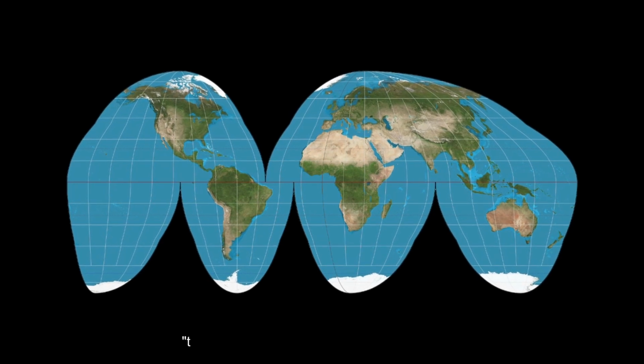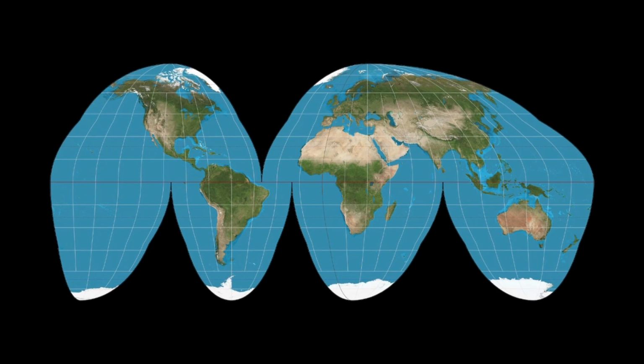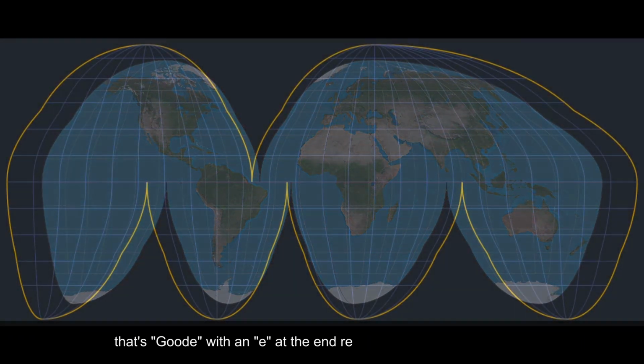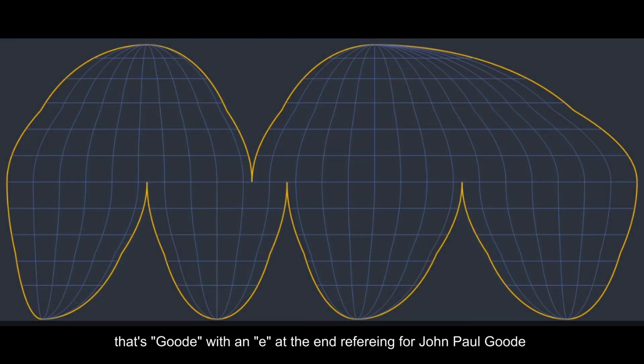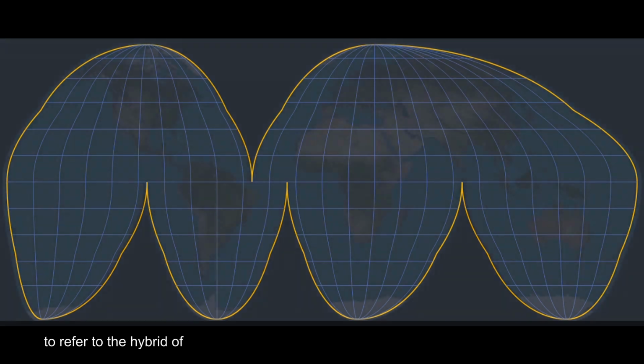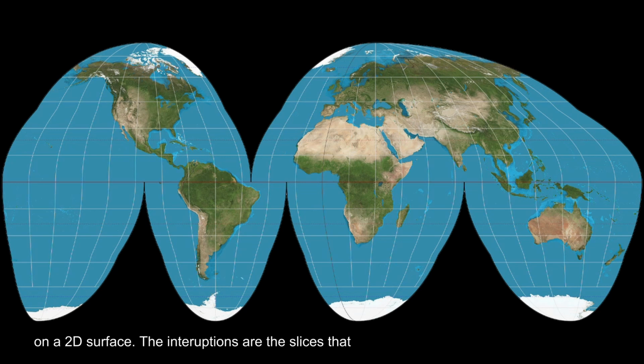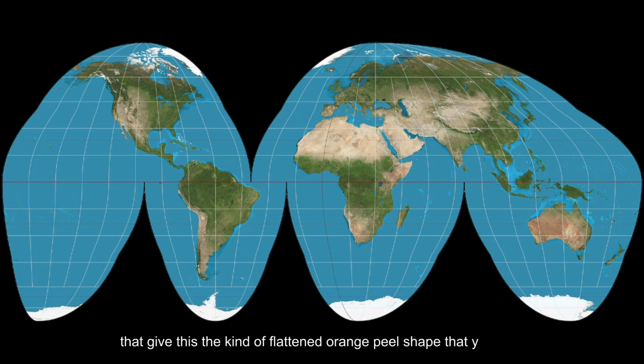That's Goode with an E at the end, referring to John Paul Goode, who came up with this solution in 1923. And homolosine is a term he invented to refer to the hybrid of mathematical functions that he used to map the sphere of the globe onto a 2D surface. The interruptions are the slices that, on a map of the Earth, cut into the oceans and give this the kind of flattened orange peel shape that you see. This was done to try to minimize the distortion to the continents.